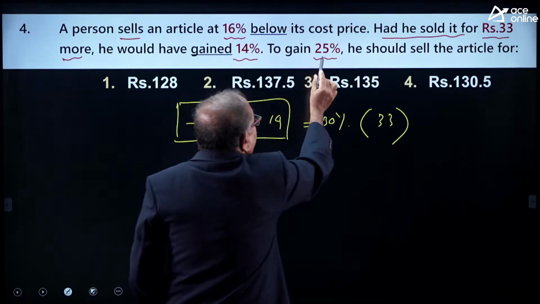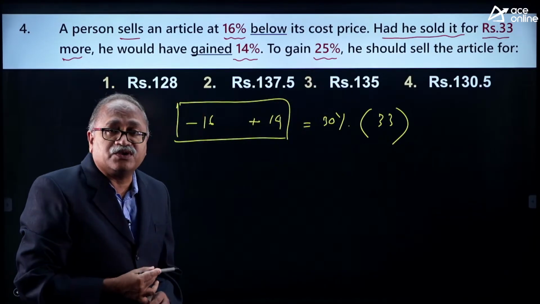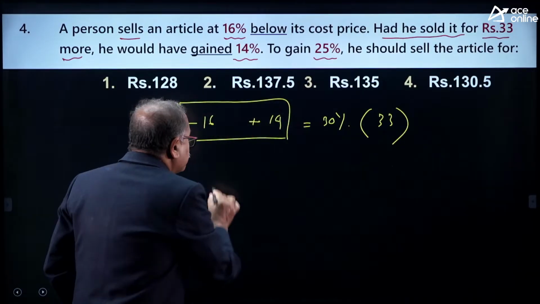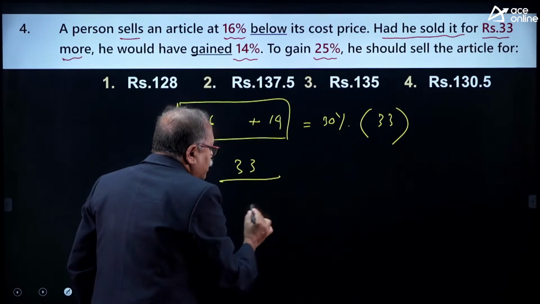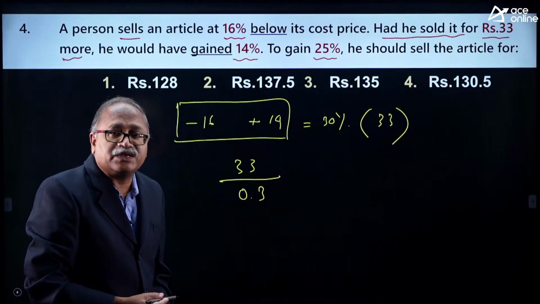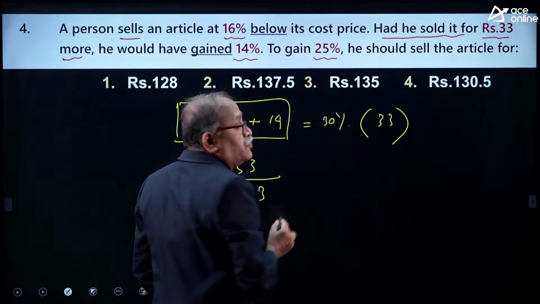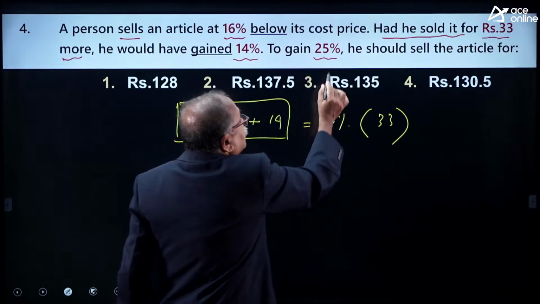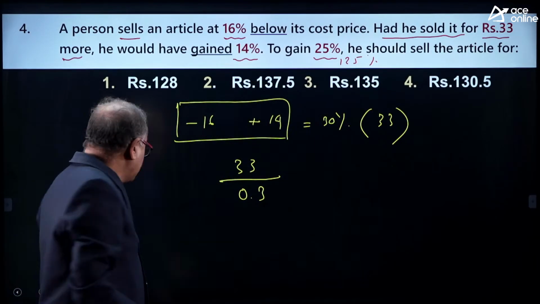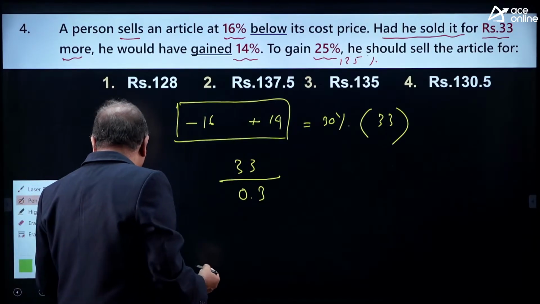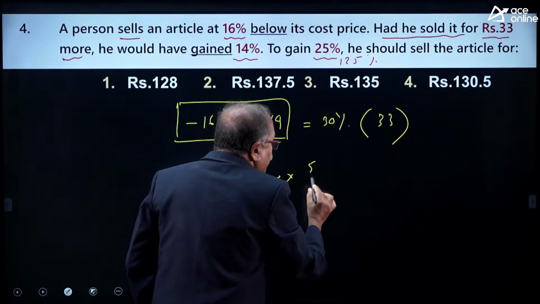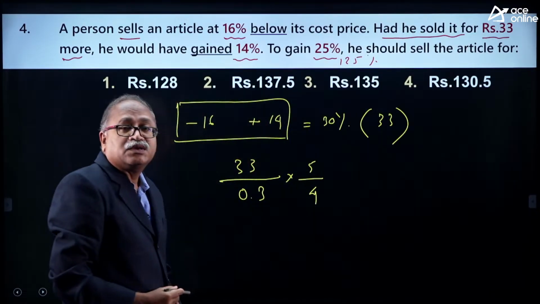So, it is asked that if you want to gain 25%, what should be the selling price? So, when I know 30% is 33, 33 divided by 0.3, I will be getting 100%. But what is my requirement? I need 25% profit, that means 100 is the cost price plus 25, my requirement is 125. So, 125, I can write down this one as 125 by 100, which is 5 by 4. Done.